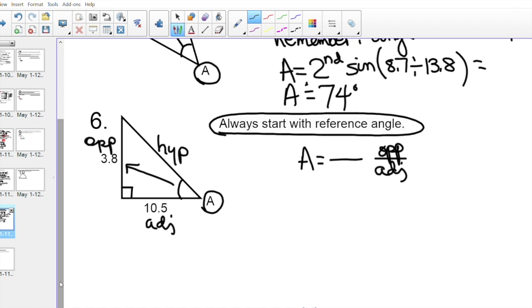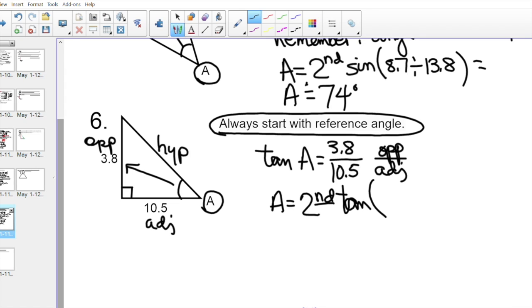So we have the opposite over the adjacent, that's called tangent. And so we have the opposite is 3.8 over 10.5. Now we're ready to solve for the angle. Remember, when you're looking for the angle, you use the second key for tangent. Second tan. And inside that parentheses, put 3.8 divided by 10.5. And the answer that you should come up with is approximately 20 degrees.